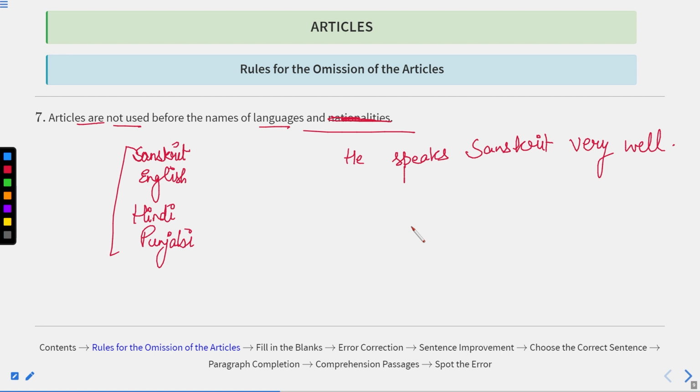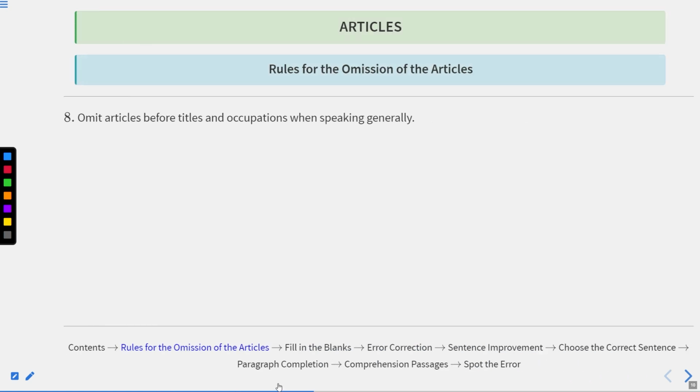Before nationality we can use an article, like the Indian, the American. But if I say he's an Indian, it means he's just a person who is an Indian. So we can also use the indefinite article. So let us set aside nationalities here; there are rare cases.